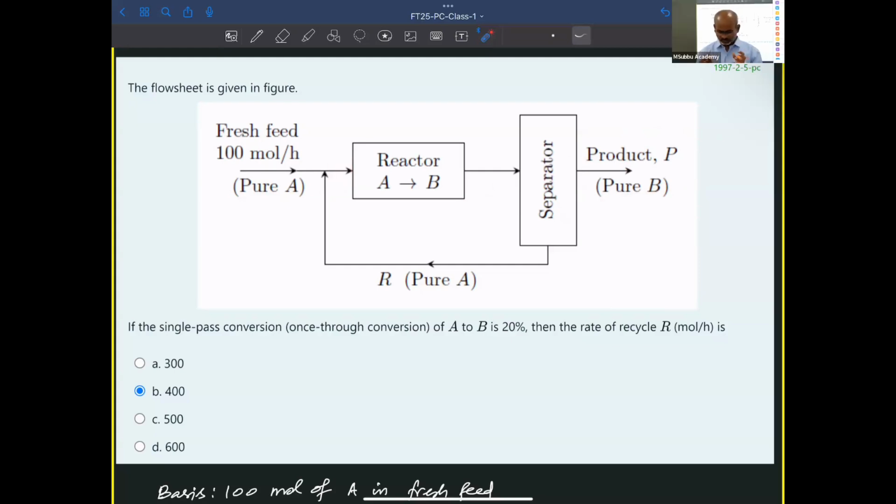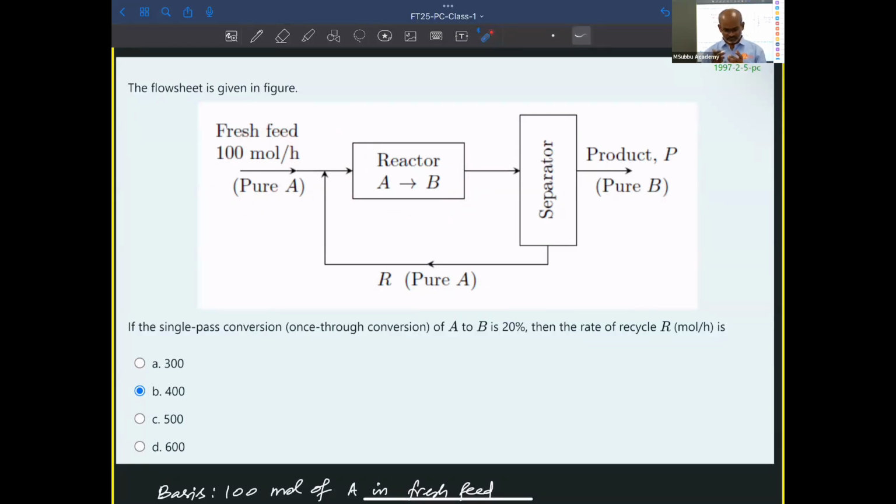The advantage with recycle is that you have a good overall conversion. But another drawback with recycle is that your reactor size has to be much bigger. So instead of handling 100 moles, the reactor is now supposed to process 500 moles.